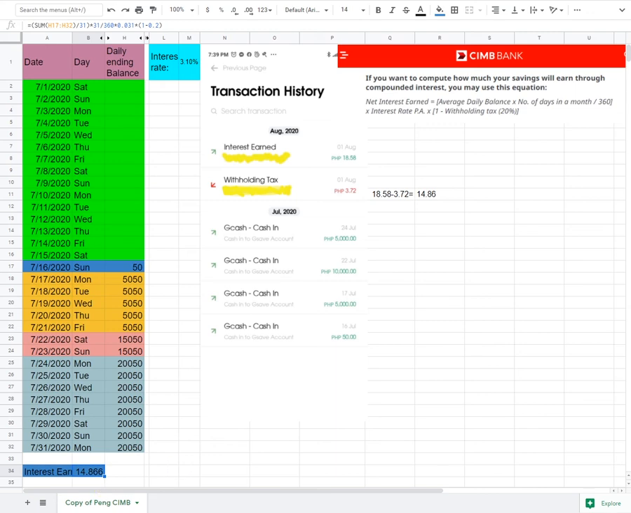To wrap up this video, here you can observe how banks have slight differences in computing their interest payments, which you can consider in choosing which bank you want to put your money into.